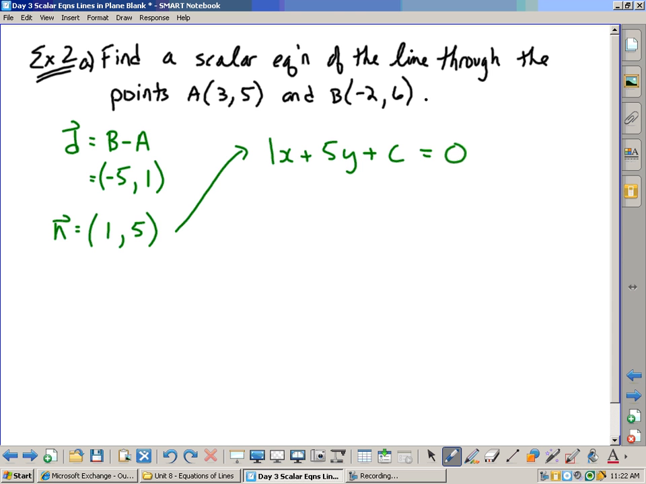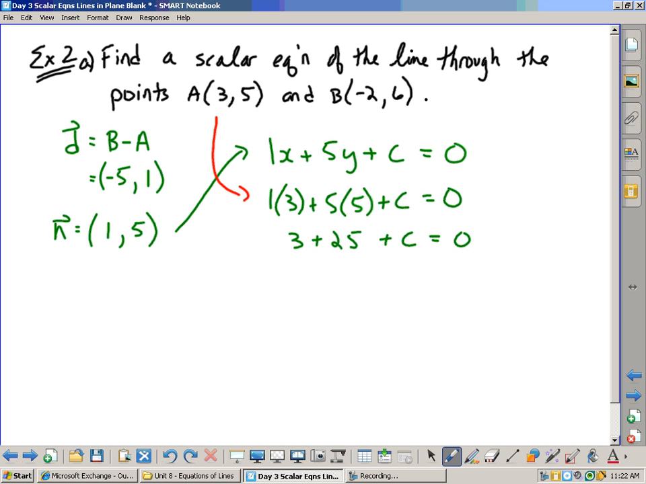And we can sub in any of the points. Doesn't matter which one. I'm going to sub in the (3, 5) one simply because there's no negatives in it. So it'll be 1 times 3 plus 5 times 5 plus c equals 0. So 3 plus 25 plus c equals 0. So that's 28. Take it to the other side and it becomes -28. And therefore, the equation is x plus 5y minus 28 equals 0.